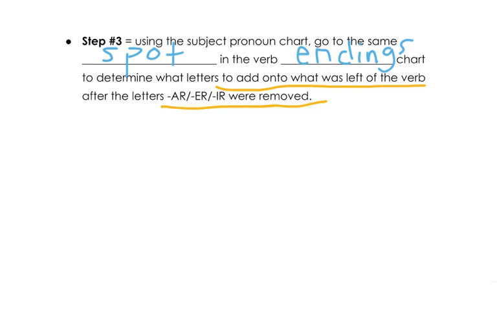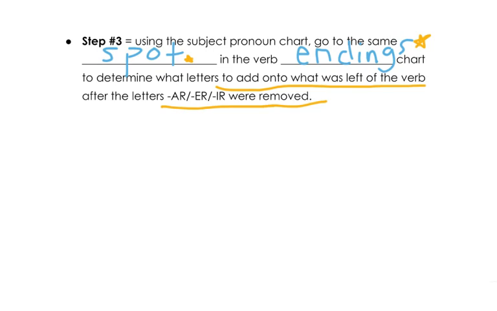Okay, so recap. Step 3, using the subject pronoun chart, go to the same spot in the verb endings chart. And you may be like, what is the verb endings chart? I'm going to draw them for you here in a second. And you need to figure out what letters you need to add on to what was left of the verb after you took off the AR, ER, and IR. And that might not make that much sense at this moment. So let me show you the verb ending charts, and then we'll actually practice a little bit.